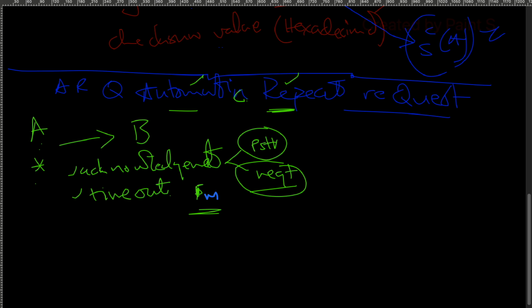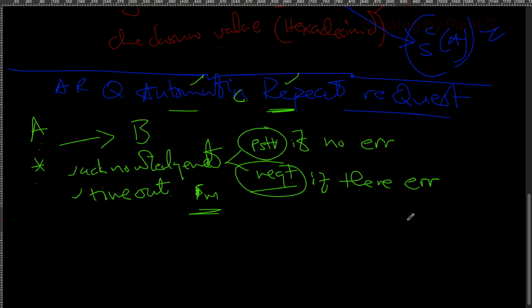Check this part. The receiver would check the data for any errors, and if none are found, a positive acknowledgement is sent. So we only send a positive acknowledgement if there is no error in the data that is received. However, if any errors are found, a negative acknowledgement would be sent. So a negative acknowledgement is sent if there is an error in the data that is received. Are we together?